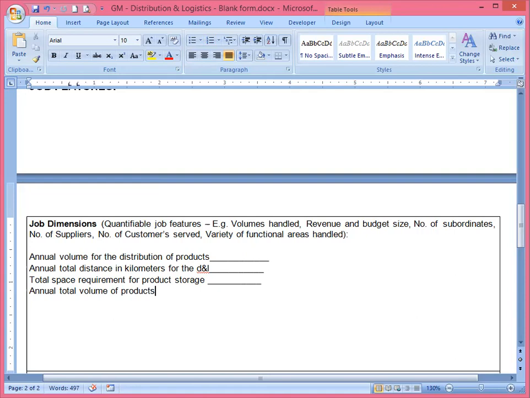Okay, that is in terms of requirement, of the space also, or in terms of metric tons, the volume of products. Okay, and next would be total headcount. He needs to plan the total headcount, how many employees he needs for the DNL.